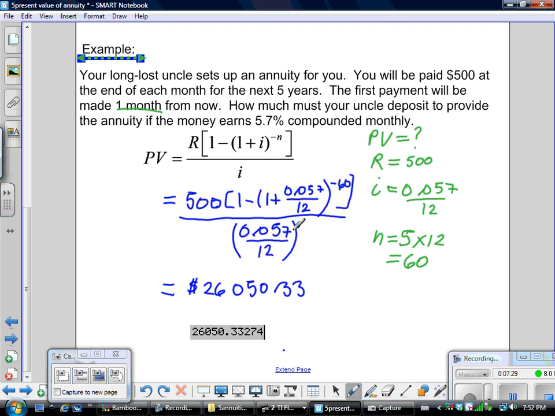Now I could actually figure out how much my uncle made in interest too. The way we could do that is we're taking $500 out, right? So even though this isn't a question, I have $500 and I'm getting to withdraw 60 of them. So actually what I am taking out is like $30,000. So my long lost uncle over time is giving me $30,000. He's investing 26, so he's making almost $4,000 in interest, which is pretty great. Now, that's using that formula.